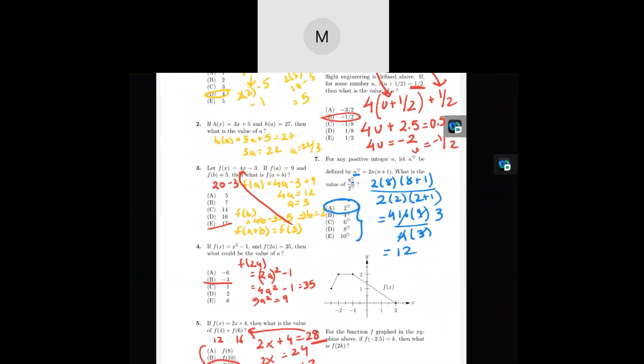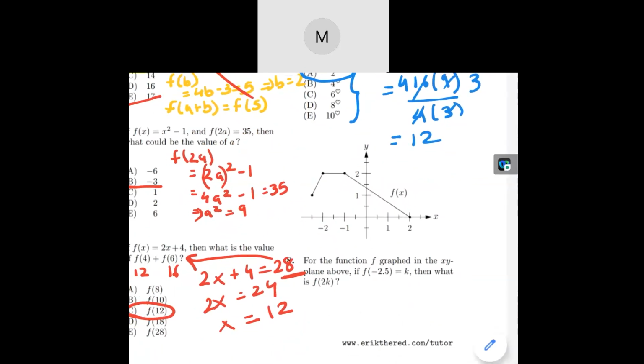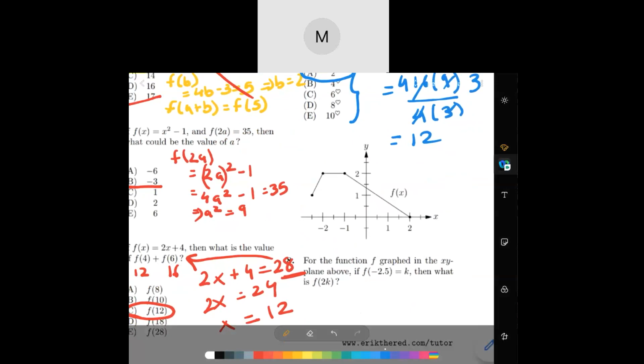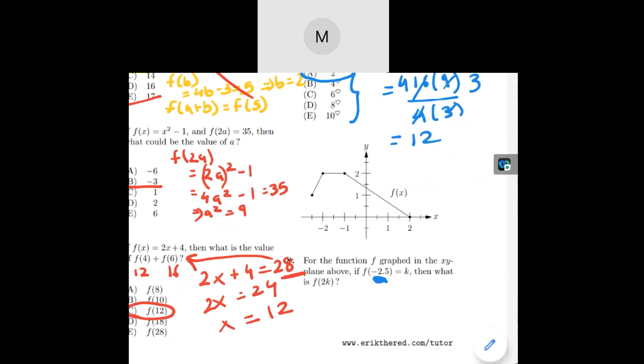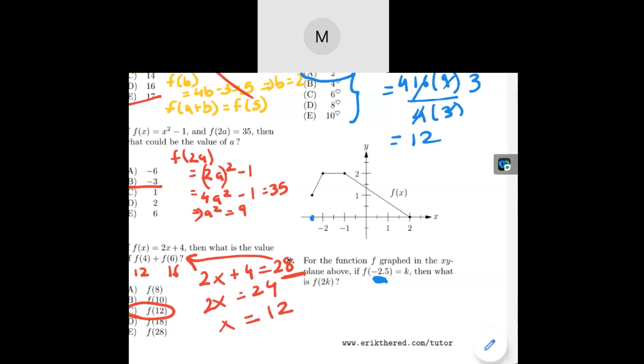And finally, we'll be doing the last question of this lesson, which is number 8. For the function f graphed in the xy plane above, if f of -2.5 is k, then what is the value of f of 2k? So first of all, remember, this is the x value. That's the input. So we'll go to the x-axis and plot out -2.5. It's right here. The value at -2.5 is +1, which means f of -2.5, this is the x value, equals the y value, which is 1. And so k is equal to 1.